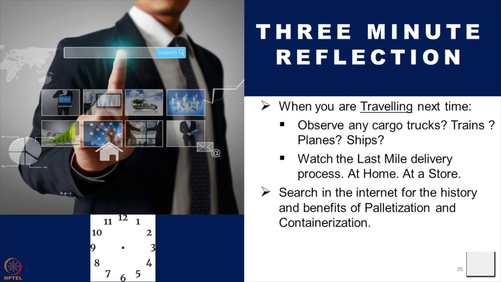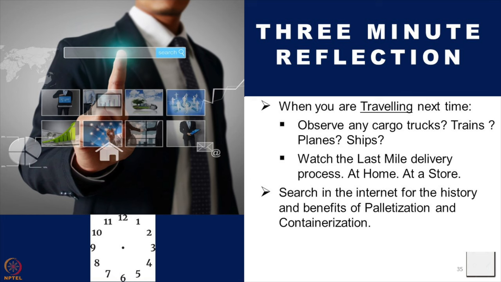We come to the next reflection point. Again, in your course journal, please think about what I've said and try to reflect on when you're traveling the next time. Look out for cargo transport. They can be a small auto, it could be a truck, it could be a train, it could be a ship, it could be a plane. But don't look at only the big movements of goods. Look at the last mile delivery. When you are passing your neighborhood store, look for how the store is getting supplies. Someone, a small truck or a small auto, which is delivering to the store.